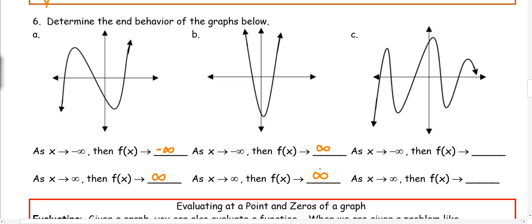The last graph, as x approaches negative infinity, the left arrow is pointing down, which means f of x is approaching negative infinity. As x approaches infinity, the right arrow is also pointing down, so we're again approaching negative infinity. So remember, on a graph, you could have one approach positive infinity and one approach negative infinity, or you could have them both approaching the same type of infinity, positive or negative. Just depends on looking at your left and right arrows of a graph.